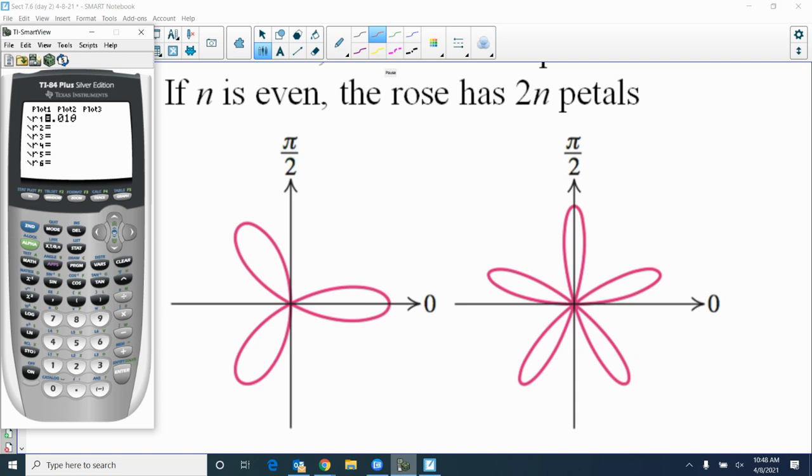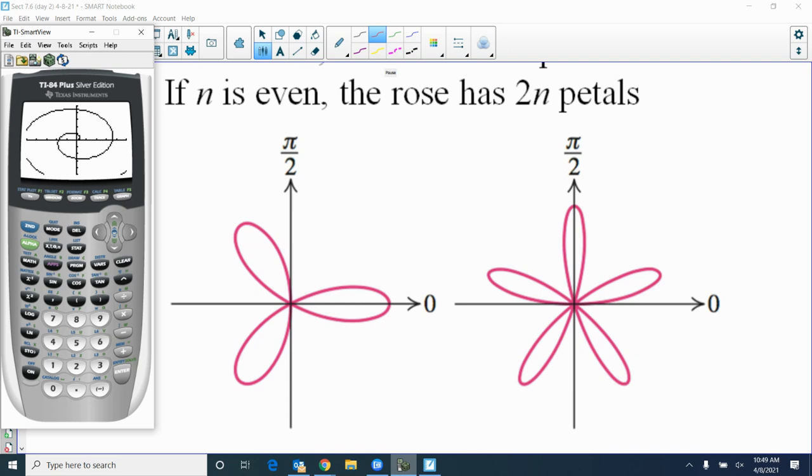Go to window. This is going to be a spiral. Now for this one, you can increase your theta max. It doesn't have to stop at 360. If I make it go to 720, it's going to do 2 full circles. It's going to keep getting wider.